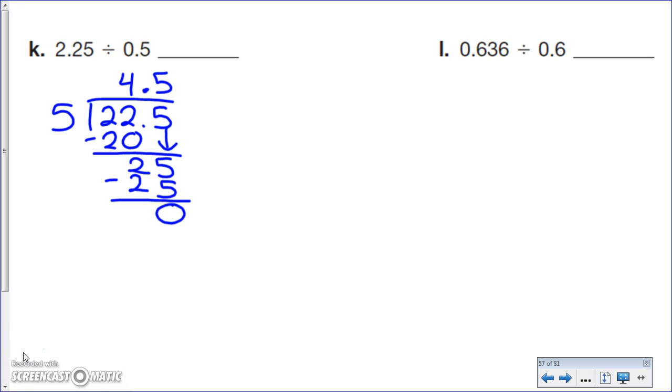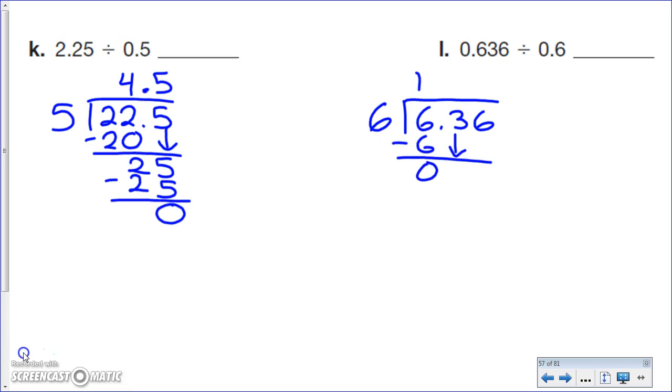For L, again, we only have one decimal place in the divisor, so we're going to move the decimal one place in both numbers. So 6 goes into 6 once. 6 can't go into 3, so we need to put a 0 up there and then bring down the other 6. 6 goes into 36 6 times exactly. And then we need to put the decimal in. It comes straight up, so it's going to land right between the 1 and the 0. So our answer for L is 1 6/100.